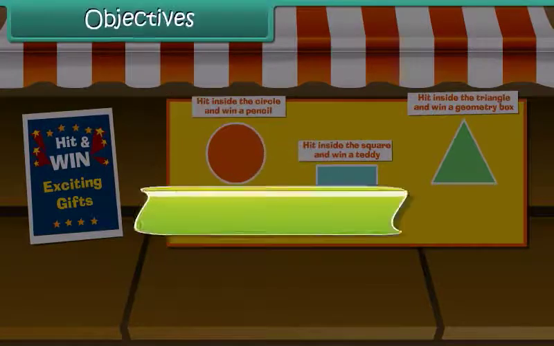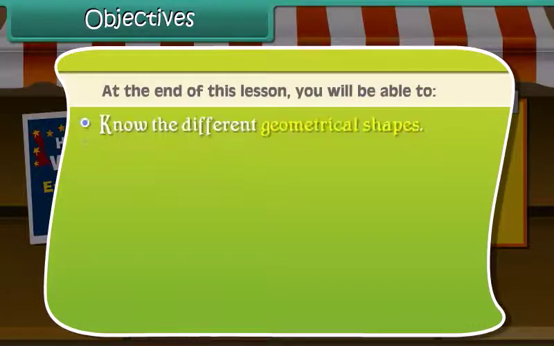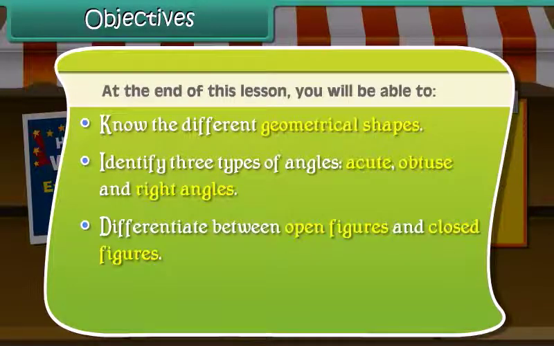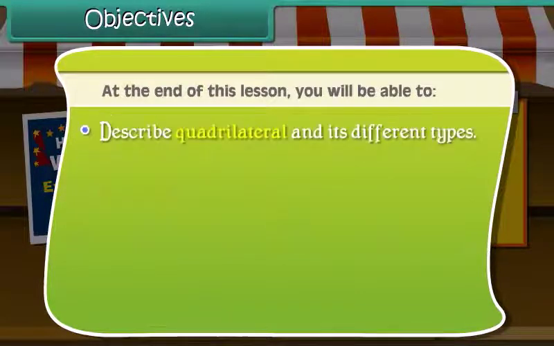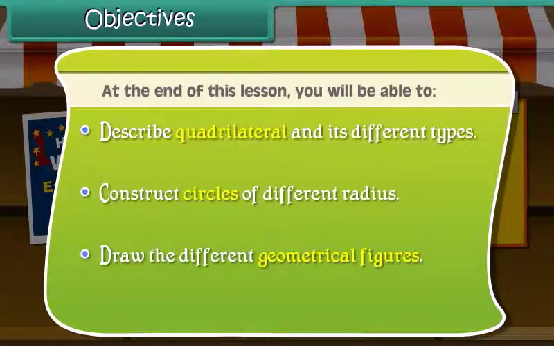Objectives. At the end of this lesson, you'll be able to know the different geometrical shapes, identify 3 types of angles, acute, obtuse, and right angles, differentiate between open figures and closed figures, explain triangle and its types, describe quadrilateral and its different types, construct circles of different radius, draw the different geometrical figures.